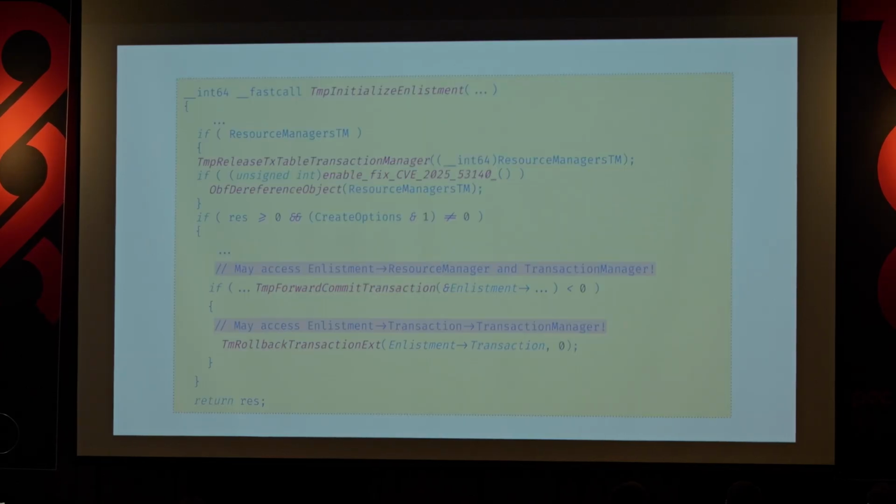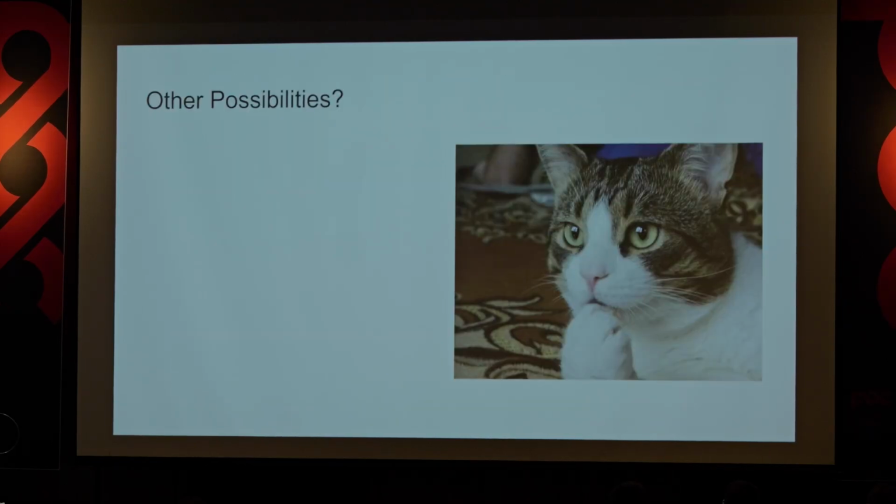And whatever the patch does, it doesn't account for the fact that in TmpInitializeEnlistment, after dereferencing the transaction manager, you can actually call TmpForwardCommitTransaction and TmRollbackTransactionExt in certain cases. And these two functions actually access the resource manager and the transaction manager. So however you're able to free any of these objects, Microsoft doesn't think you're able to do so within these two functions. And if it's not a use after free of a transaction manager object, then what could it be?